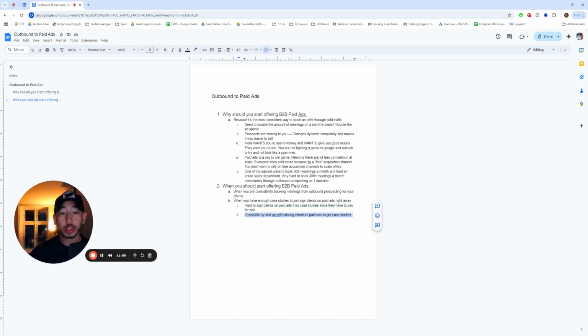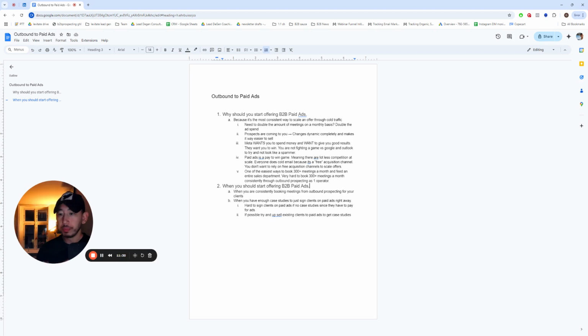So if possible, just try and upsell existing clients to paid ads to get case studies if you are a lead generation agency. Now, if you are not a lead generation agency and you are just a B2B company that is looking to do paid ads, and you're wondering when you should start doing it, well, you need case studies to start doing paid ads. Otherwise, nobody's going to see you as an expert, and nobody is going to believe that you can actually do what you're saying you can do.